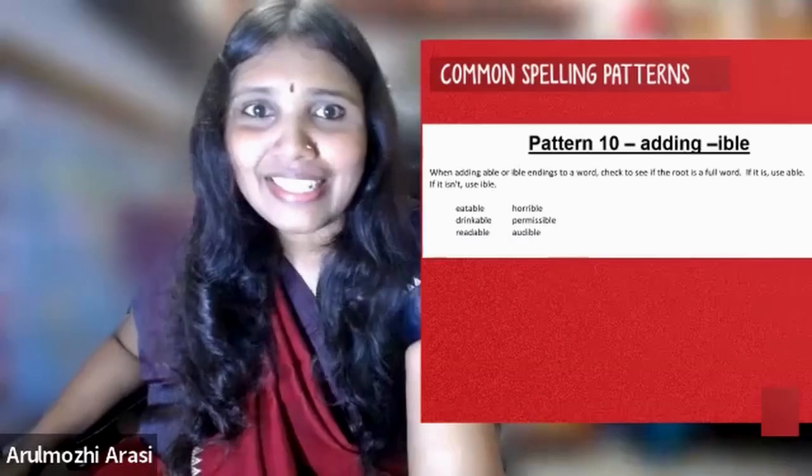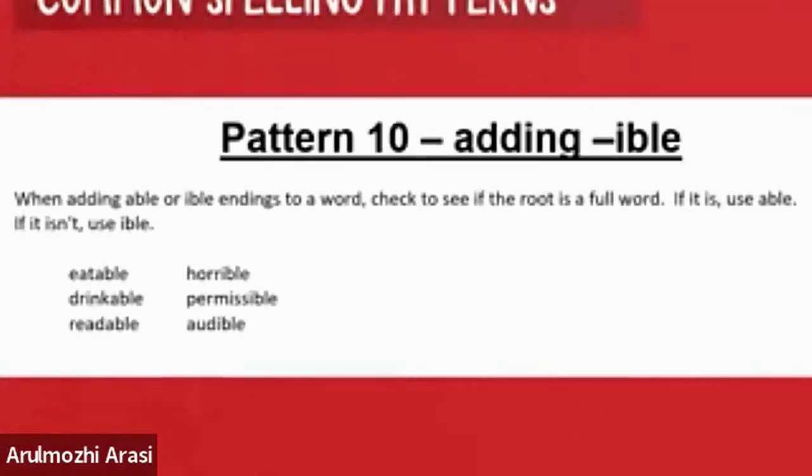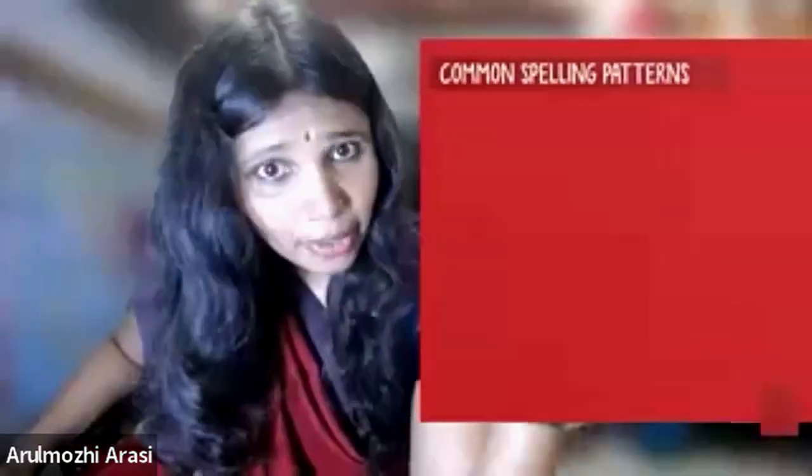Pattern number 10. This one is so simple. If it is a whole word, you add able. If it's not a complete word, you add ible. So when you're going to add either able or ible, you first look at the word. Eat is a whole word, so we add able. Hor is not a whole word, so it's not horrable, it's horrible. Drink is a whole word, so it's not drinkible, it's drinkable. Permiss is not a whole word. Permission is the whole word. So it's permissible, I-B-L-E. Readable, read is a full word. Odd is not a complete word. So audible. And I think I have just one more.